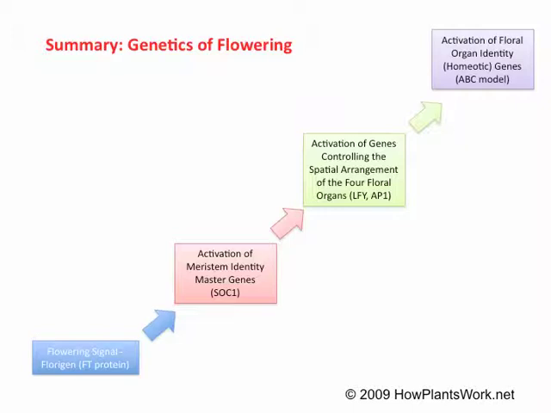In many plants, especially those that we call short day plants or long day plants, there is a factor called florigen that's produced in the leaves that actually activates flower initiation in the meristems. We now know this florigen is actually a protein called FT protein.